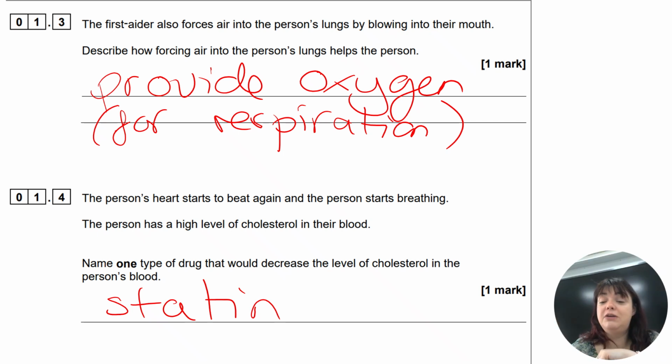Something I do actually have to mention on the 1.3 that I completely forgot to talk to you about is the fact that if you exhale carbon dioxide into somebody, because when we are exhaling, we do exhale more carbon dioxide than we breathe in, that presence of carbon dioxide can sometimes be enough to trigger the breathing to restart. So if you've mentioned that for 1.3, well done. You can have that question as well.